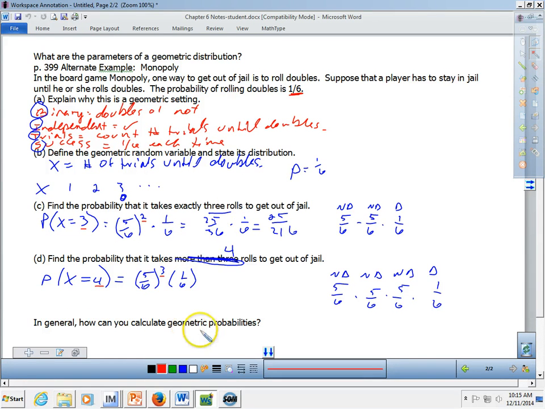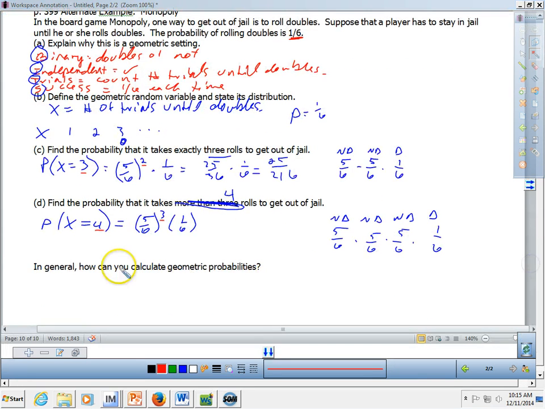So in general, how can you calculate geometric probabilities? The pattern looks something like this. If I'm going to count to the kth trial to get my first success, that means all the trials leading up to the kth trial had to be a failure. So I'm going to take my failure rate and raise it to the k minus 1 power. And then I'm going to have to multiply by the success rate, because my process won't end until I get a success.